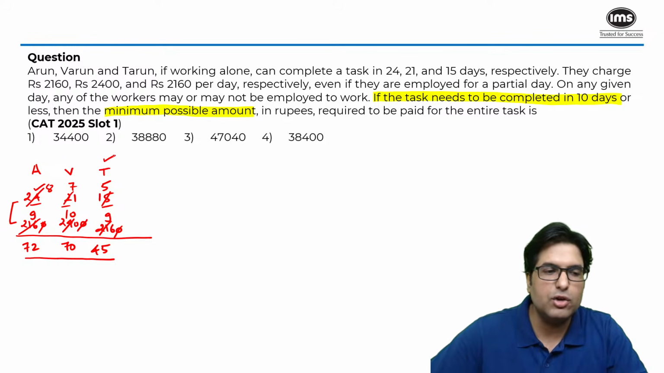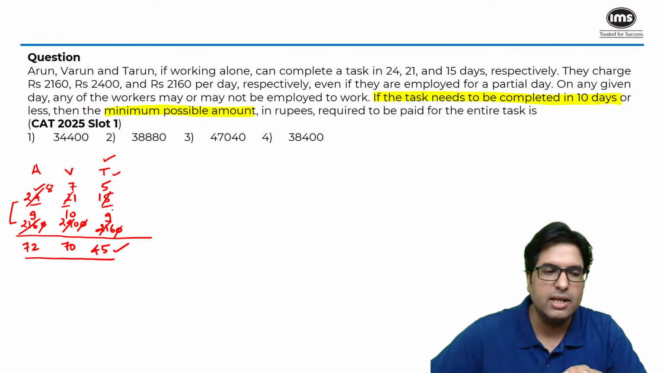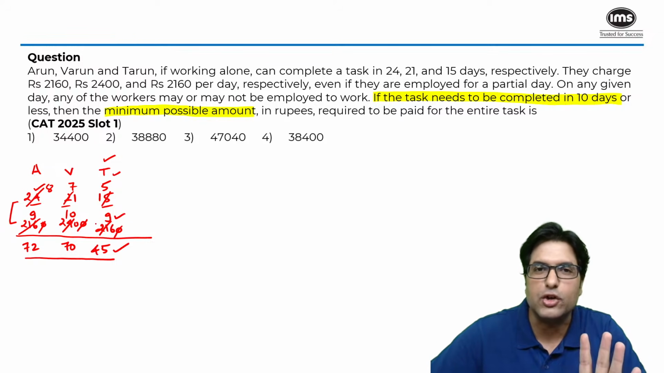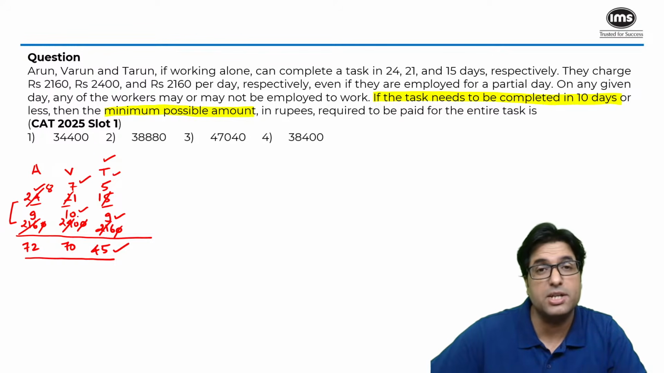If I individually ask Tarun to complete the piece of work, I will be required to pay him 45. Tarun will work for 5 days and he'll charge me 9 rupees per day in ratio terms. Varun will work for 7 days to complete the piece of work and he'll charge me 10 rupees per day. So I'll have to pay him 70 rupees.